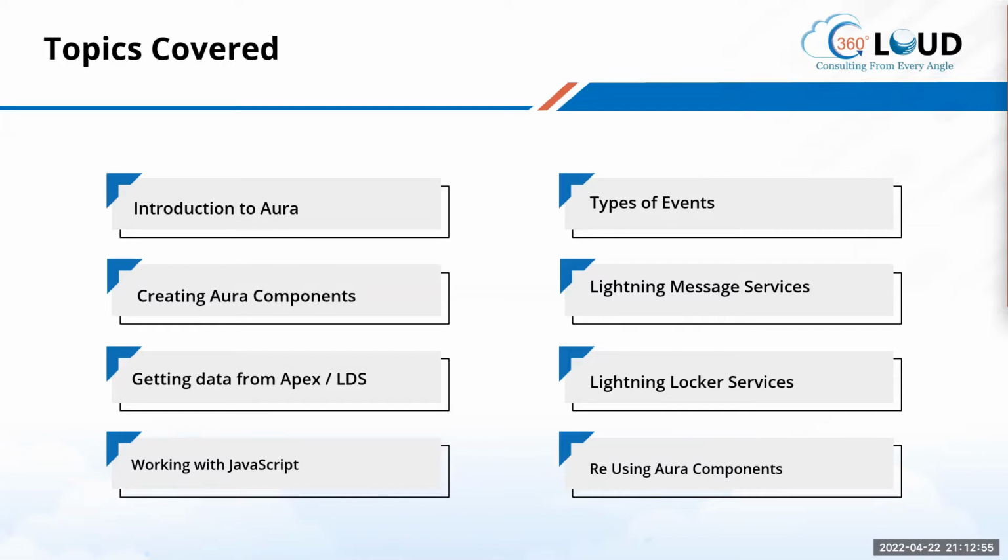Then we also have Lightning Locker services and reusing Aura components, but these two are for tomorrow's session, where we will talk in depth about what Lightning Locker services is, how it makes Aura components secure, and things like that. And for reusing Aura components, we will be creating a few reusable Aura components so that you can see how you can reduce the number of components you are creating for your org.